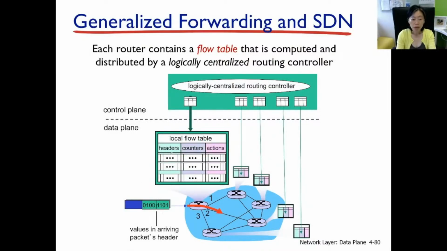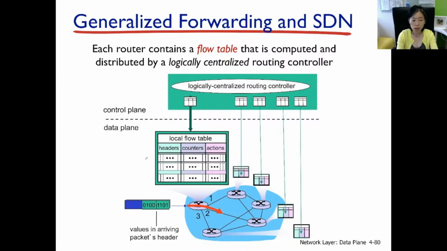So what I'm showing here is also an example. Packets could come in with the headers looking like this, the destination being 0100, source IP address being 1101. Now we need to go ahead and look up the flow table in this router, and then determine it should go out on interface 2, arriving at this router next.